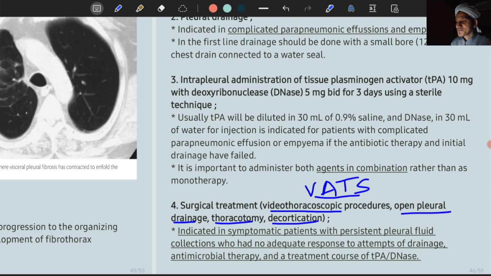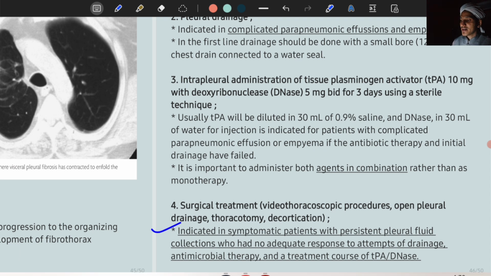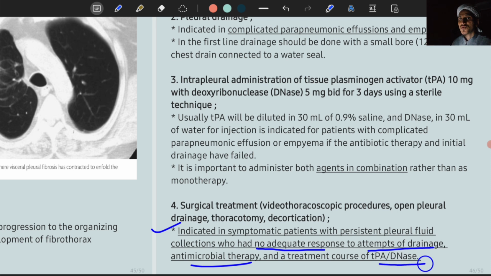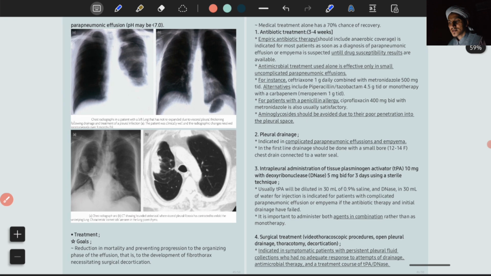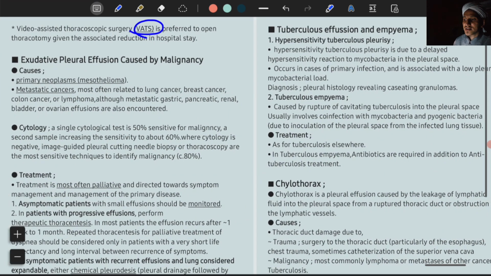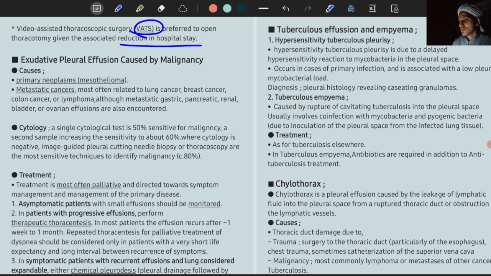So it is indicated in symptomatic patients with persistent pleural fluid collections who had no adequate response to attempts of drainage, antimicrobial therapy, and TPA DNase. When these three fail, you do surgery. Moving forwards, VATS is preferred. Video assisted thoracoscopic surgery is preferred because it has reduced hospital stay compared to open thoracotomy. So that was about the course, treatment, investigation of exudative pleural effusion due to bacterial infection.